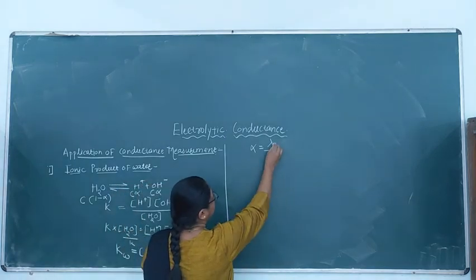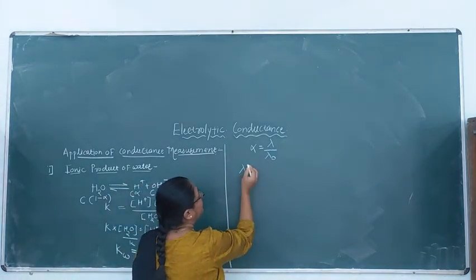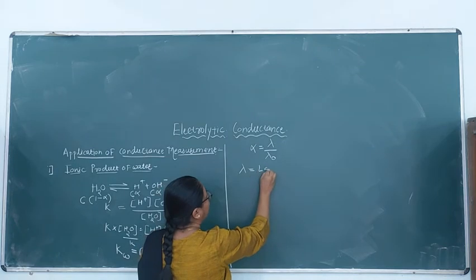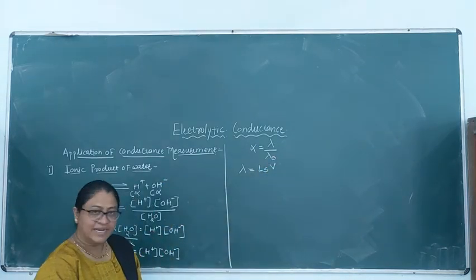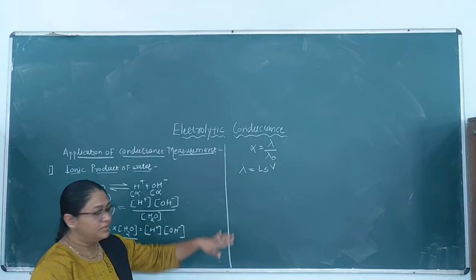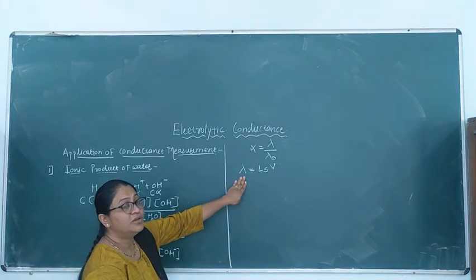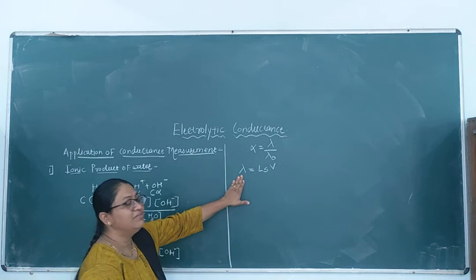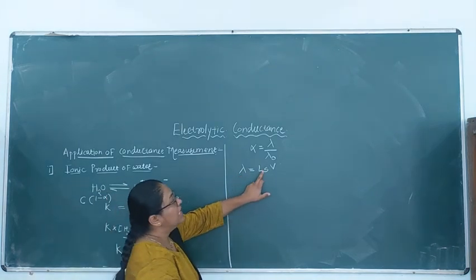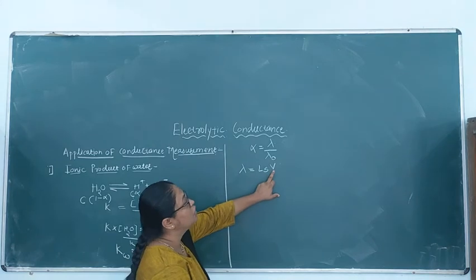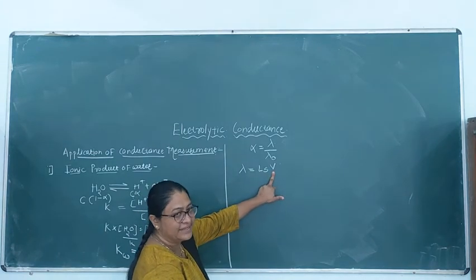Now, first, lambda has to be determined. We know that lambda is equal to Ls into V. This is our formula, right? In terms of volume, the formula for equivalent conductivity of water is equal to its specific conductance into the volume of the water taken, right?